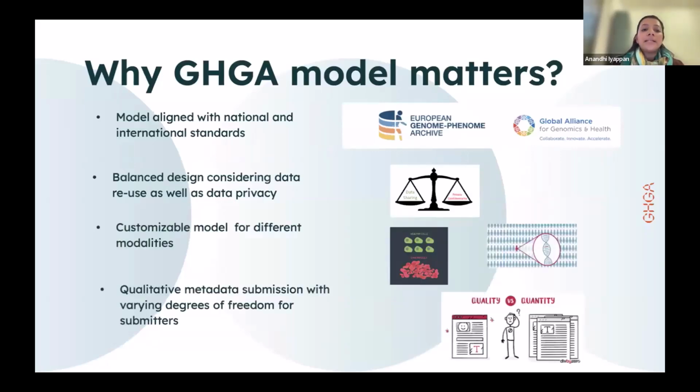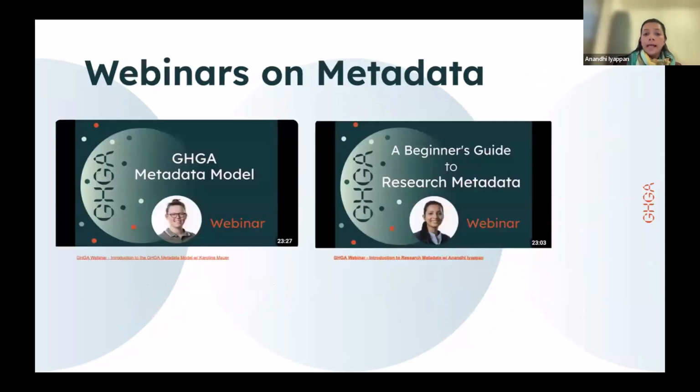GHGA mainly matters for us because the model that we are building is aligned with national and international standards. We are also trying to balance data reuse with protecting data privacy. We are able to customize the model for different modalities, and to support quantitative and qualitative metadata submission with varying degrees of freedom for the submitters. We can customize submissions as well. And we have various webinars on metadata.